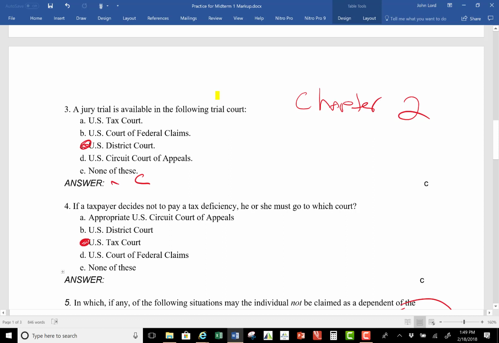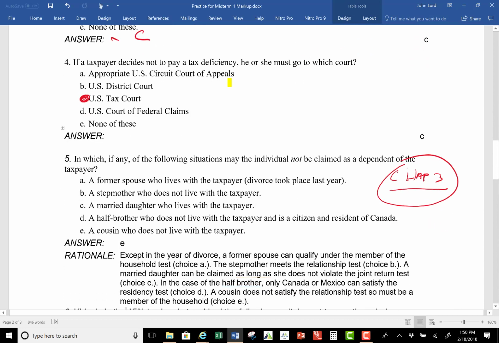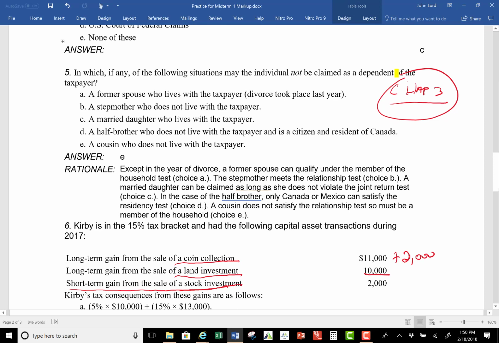Chapter 2, I'm not going to go too heavy on, maybe 1, maybe 2 questions from Chapter 2. Remember, that was working with the tax law. Jury trials available where? District court. Okay. If you don't want to pay the tax, you have to go to U.S. tax court, right?